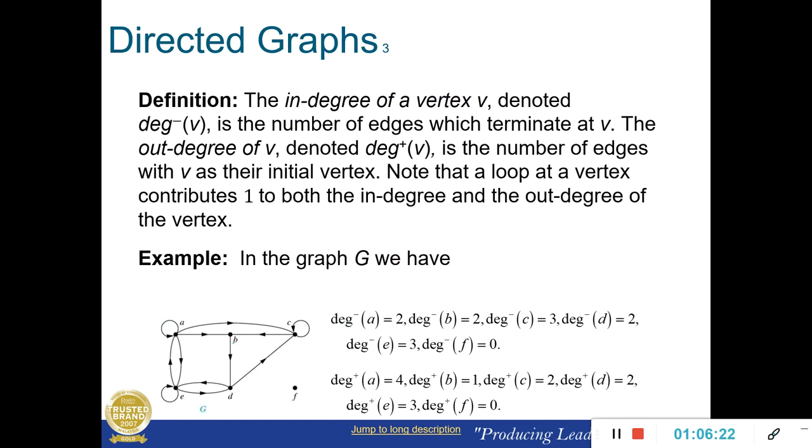In-degree of B: how many terminate at B? 1 and 2. And so on. In-degree of C: how many terminate at C? 1, 2, and 3. You have 3 here. In-degree of D: you have 1 and 2. And so on. Outgoing A: the loop 1, 2, 3, and 4.